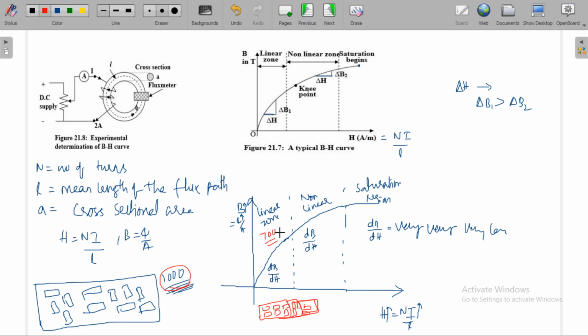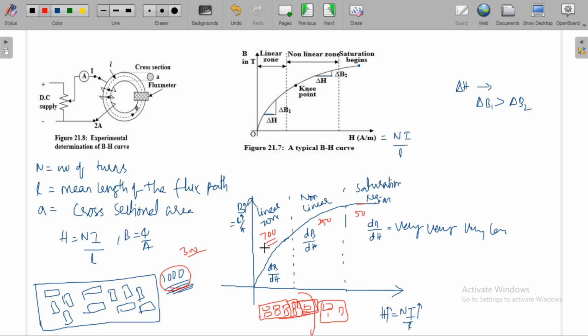How many are left? 300 are left. Now coming to this non-linear region, 250 domains will get aligned themselves in one particular direction. Coming to this region, only a few are left for alignment, almost 50 are left for alignment.